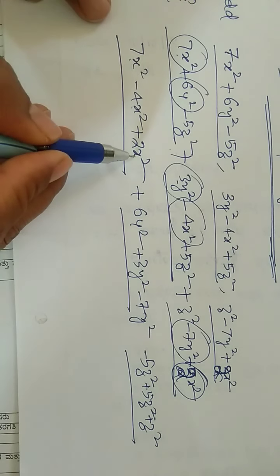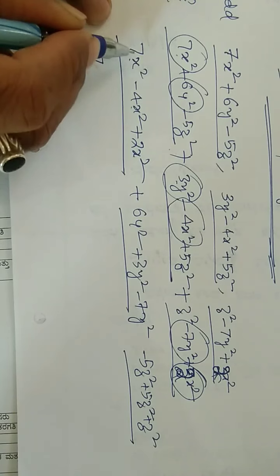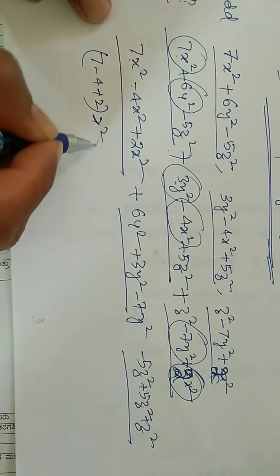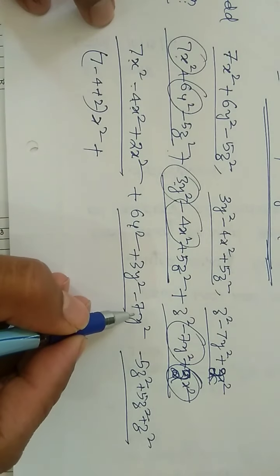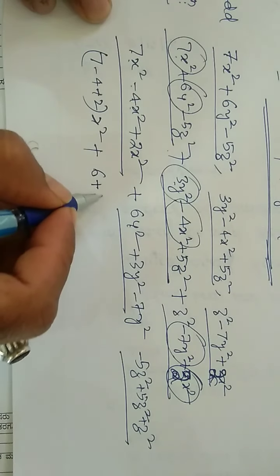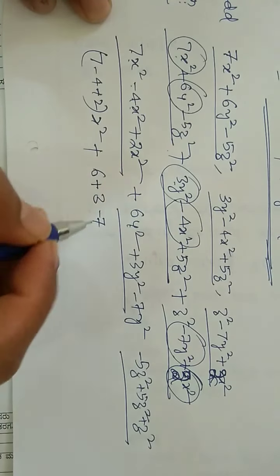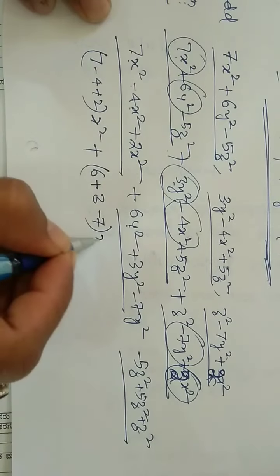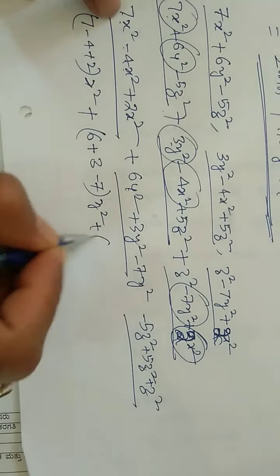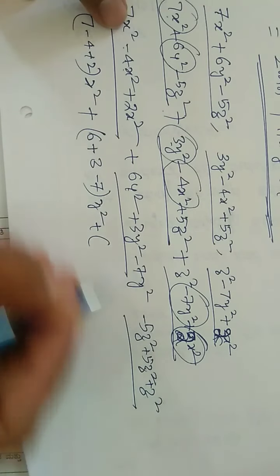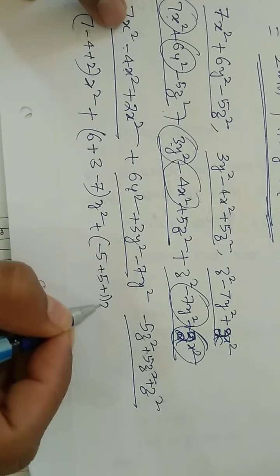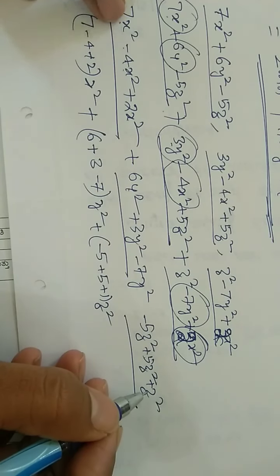x square will be common. What is remained? 7 minus 4 plus 2, that is x square, plus y square common. So the numbers 6 plus 3 minus 7 multiplied with y square, and z square common, that is minus 5 plus 5 plus 1 z square. Z square means that is 1 z square.